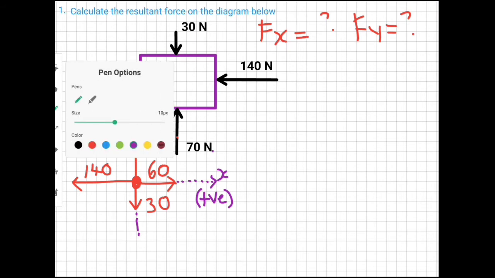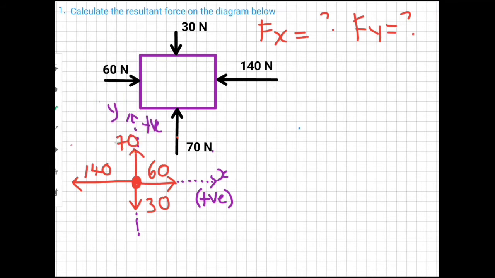Okay, so now this allows me to actually calculate the sum of the forces along the x. Along the x axis, the sum is going to be what? 60 minus 140 to give me negative 80. The 60 is a positive force because it's going in the east. The 140 is a negative force. It's going in the west.